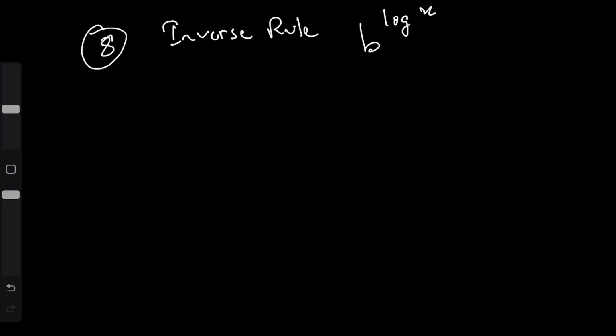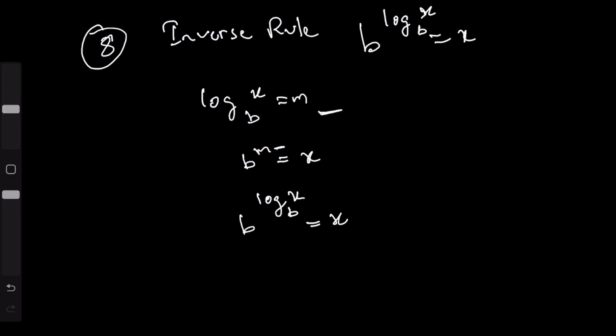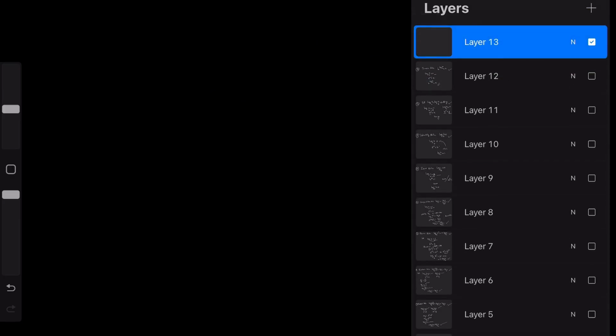Now let's go to another rule, the inverse rule. It says b power log x to the base b equals x. Let's take log x to the base b and assume it as m. Then according to exponential form, it will be b power m equals x. M can be substituted as log x to the base b, so b power log x to the base b equals x. Hence this is also proved.